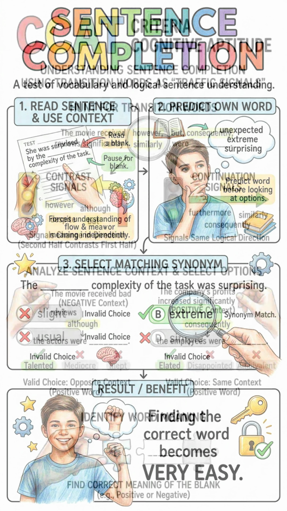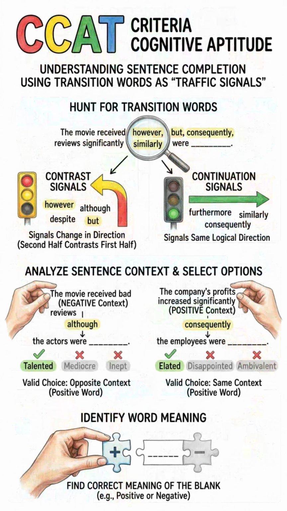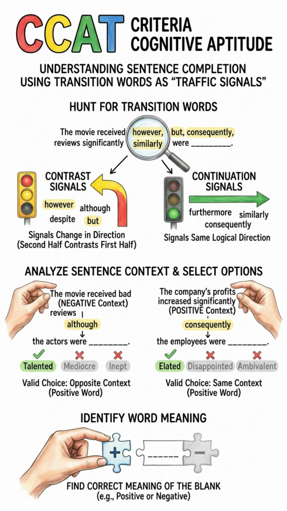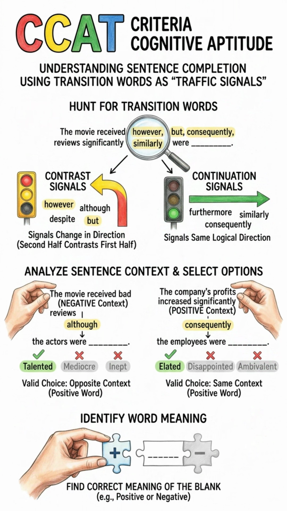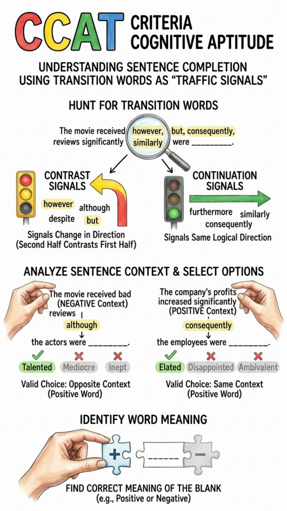The secret to mastering sentence completion is hunting for transition words, which act as massive directional clues. Transition words like however, although, despite, and but signal a change in direction, meaning the second half of the sentence will contrast the first half. Conversely, words like furthermore, similarly, and consequently tell you that the sentence will continue in the same logical direction. Identifying these transition words instantly tells you whether you are looking for a positive or negative word to fill the blank. They are the traffic signals of reading comprehension.